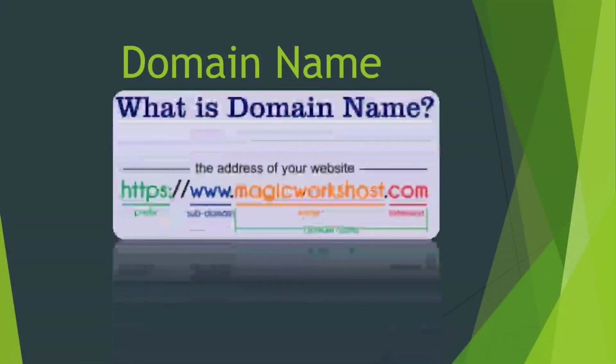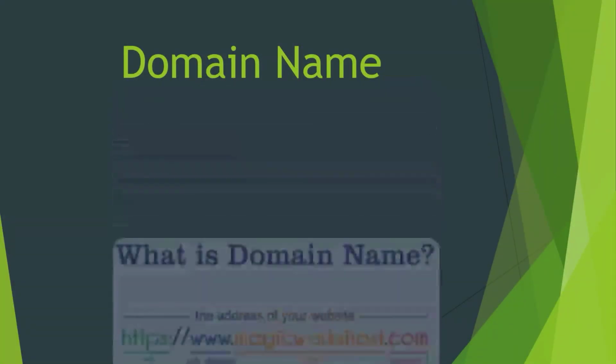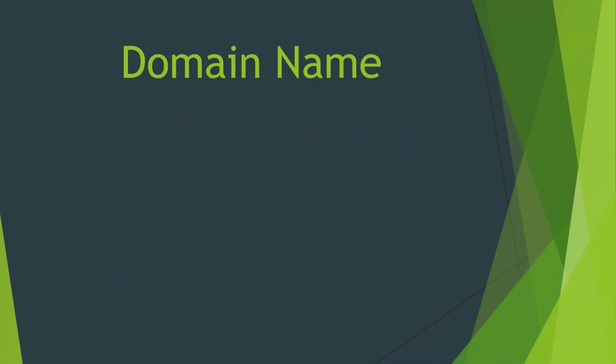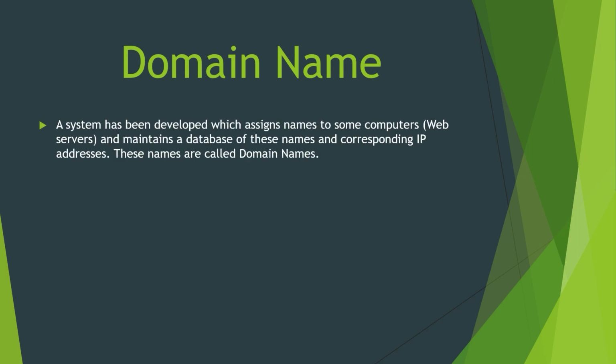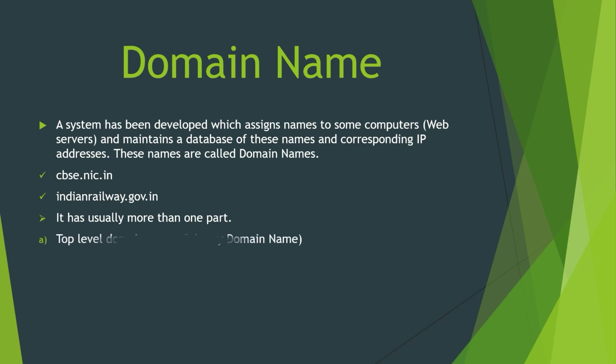Domain name. As we know, it is impossible for a person to remember the IP addresses of all the computers that he has to communicate with. So there is a system named domain name system, and it maintains the database of these names and corresponding IP addresses. cbse.nic.in and indianrailway.gov.in are some examples of domain names. A domain name usually has more than one part. First is the top level domain name and second is the subdomain name.